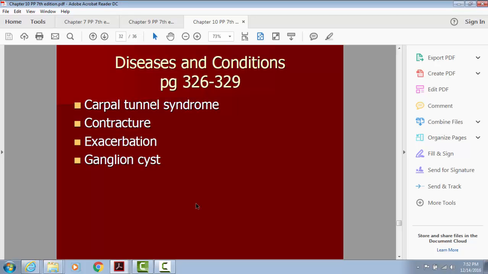Contracture is fibrosis of connective tissue of the skin, fascia, muscle, or joint capsule that prevents normal mobility of the related tissue or joint. Exacerbation, we talked about, is an increase in severity of a disease or any of its symptoms, also called a flare or flare-up. And then a ganglion cyst, a fluid-filled tumor that most commonly develops along the tendons or joint of the wrist and hands.